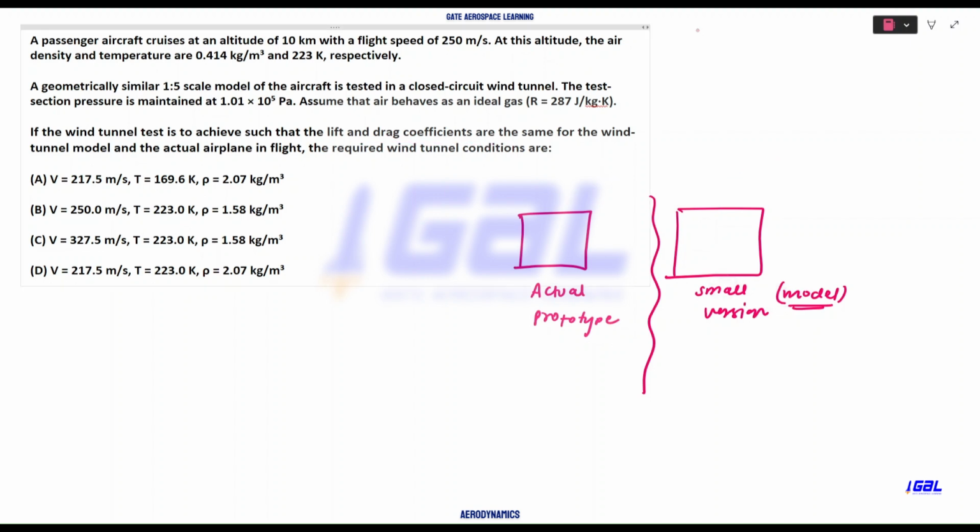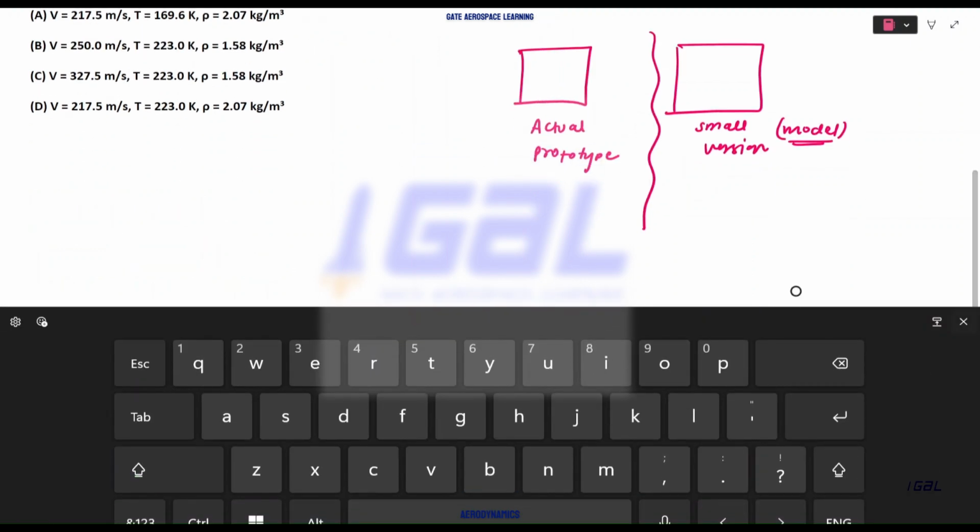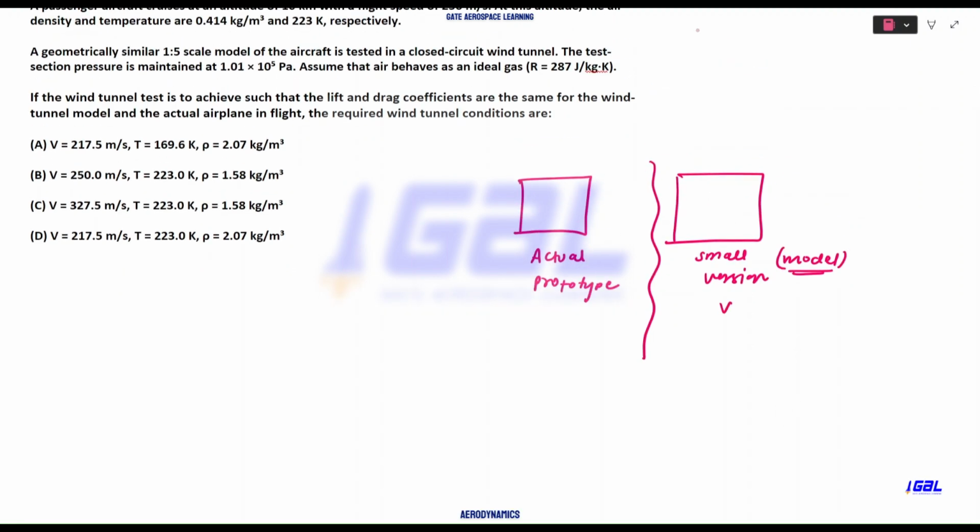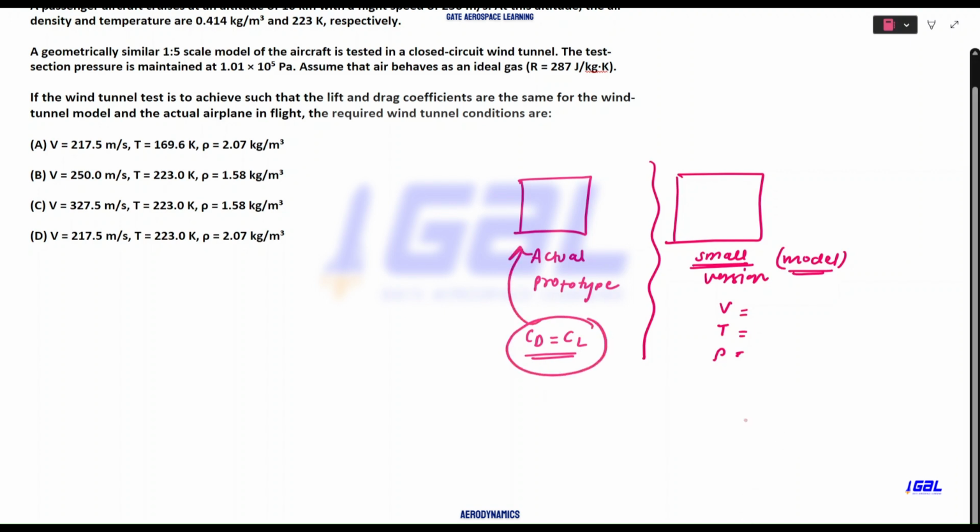Now they have given a few values: pressure, temperature, velocity, density, and the temperature they have given. They are asking you to compute the value of velocity here in the wind tunnel for the small version model. What is the temperature, what is the density, they are asking you. I hope now the question is clear. The condition given is that your CD, the drag coefficient, and the lift coefficient, the same condition is applied for both the prototype and the model. I hope now the question is clear to you.